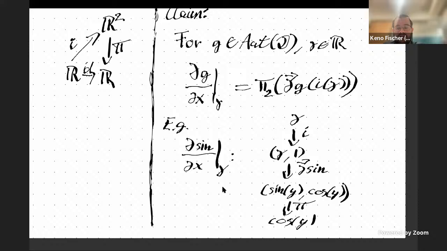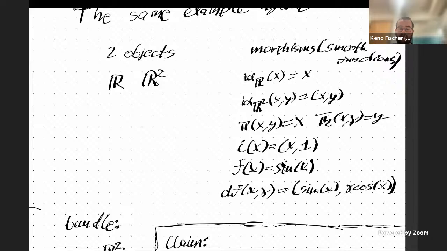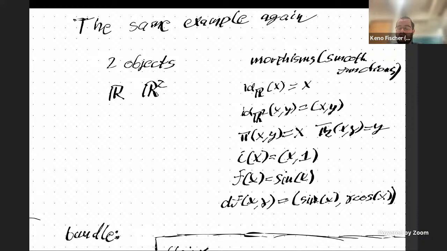If we look up here, I have my map df defined on x comma y, right? And this is what I say it does on R squared. It gives me sine y cosine x. And maybe I should have used a different symbol for y below. But are you comfortable with this definition of the map df?